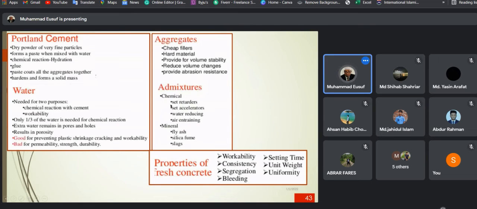You say now set retardants, the name of the chemical admixture. Mineral one, very important things. We will do research in our lab once you are a final year student, inshallah. Fly ash, silica fume, slags.